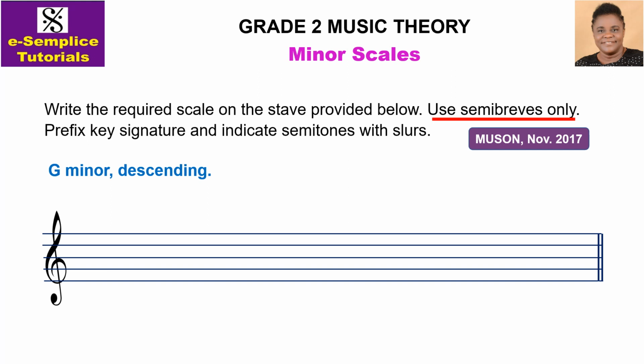The first is already highlighted. You have to use semibreves only, then prefix key signature, indicate semitones with slurs, and it should be a G minor scale, descending. When you finish answering this question, come back to check that all these requirements are fulfilled. Now let's go on.